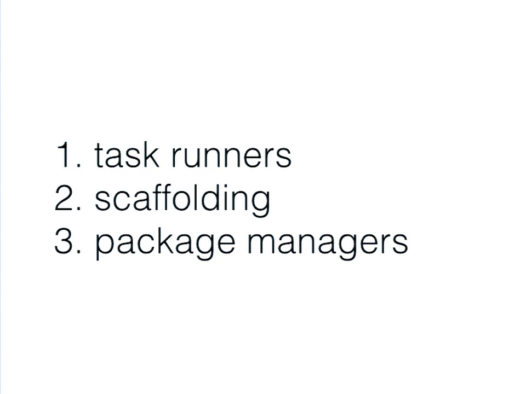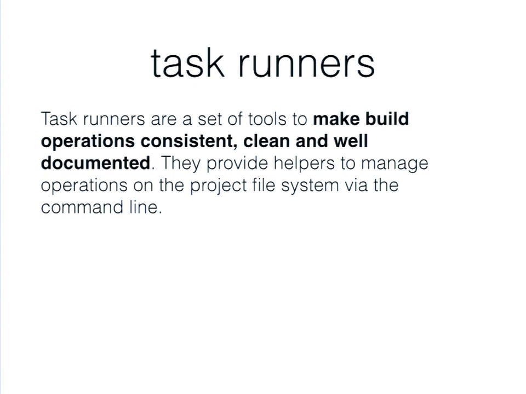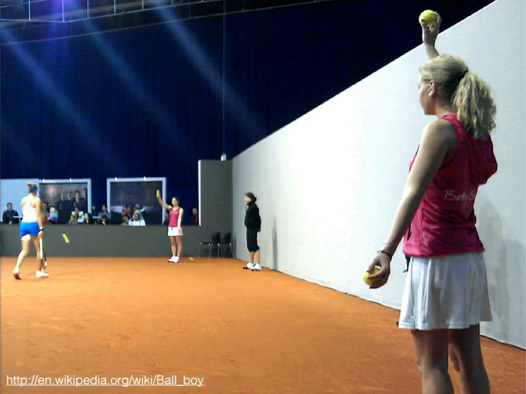So let's take a look at the first one, the task runner. And I've picked this one first because I think it has a nice mapping onto a real world scenario, like, what does this look like if we play out this scenario with human beings? So our task runner, in the computer definition of it, is a set of tools to make build operations consistent, clean, and well documented. They provide helpers to manage operations on the project file system via the command line. What? So, task runner, I think of as the ball runner in a tennis game. Whenever things need to be set back up again, they'll go and get the ball so that we can start playing the game again.